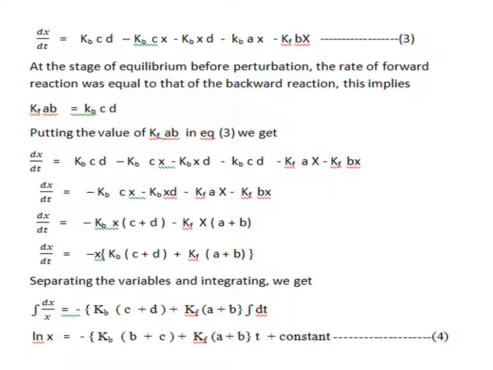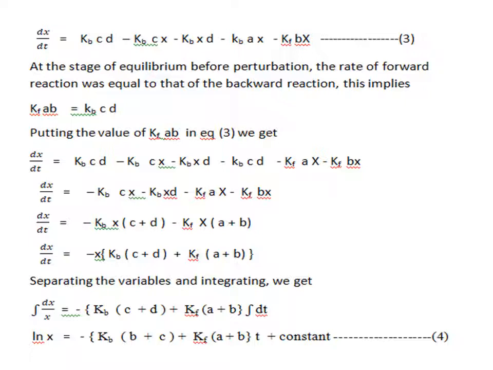Now once again, at the stage of equilibrium, before perturbation, the rate of forward reaction was equal to that of backward reaction. This implies that Kf into AB will be equal to Kb into CD.